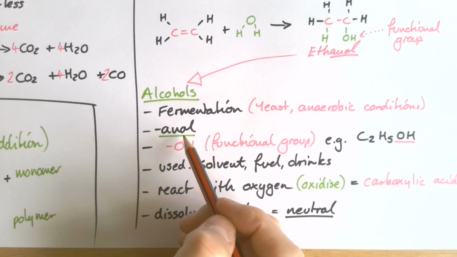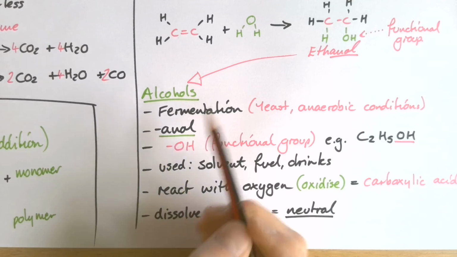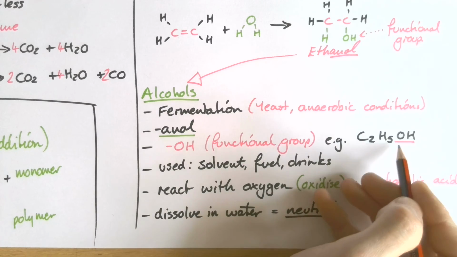All of the alcohols end in anol, so we've got ethanol, propanol, butanol, pentanol. You need to be aware of those four and be able to recognize them in the displayed formula, but also written out as a chemical formula as well.